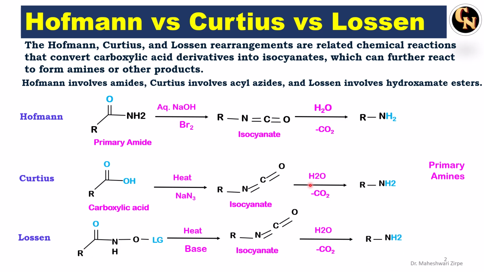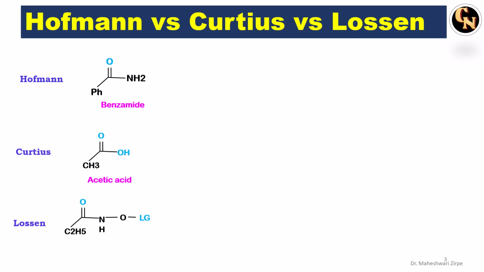If you compare all these three rearrangement reactions, you will find that even though the starting materials are different and the reagents used are different, ultimately the intermediate you will be getting is isocyanate, and the final products may be urea, amines, or derivatives of amines. So let us see one example.